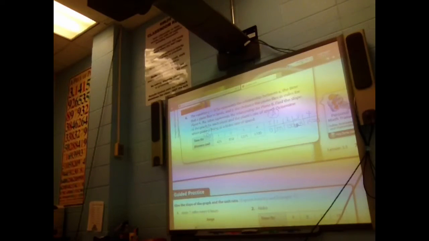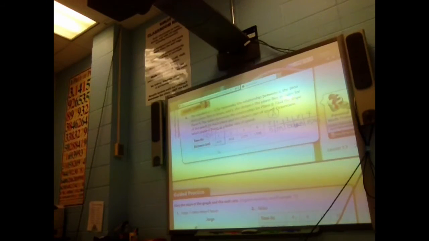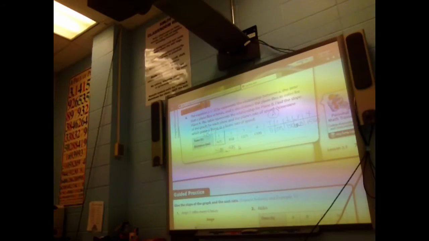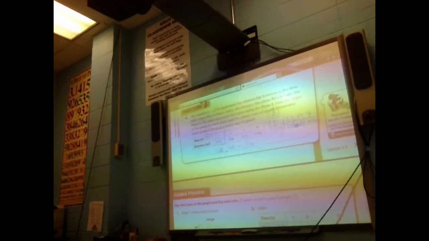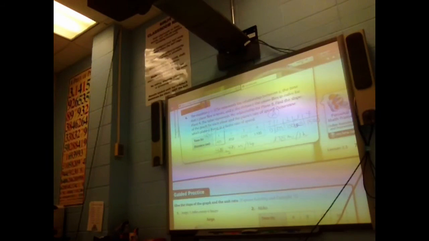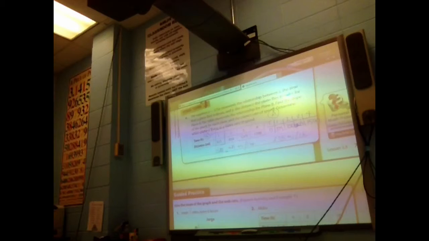Okay? So it's asking us to find the slope. Well, 425 over 1 equals 425. So this one is doing 425 miles in 1 hour, while this one is doing 375 miles in 1 hour. So the question is, which one's going faster? Is 425 miles per hour faster, or is 375 miles per hour faster?